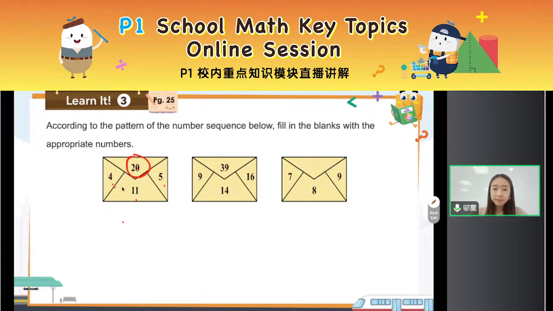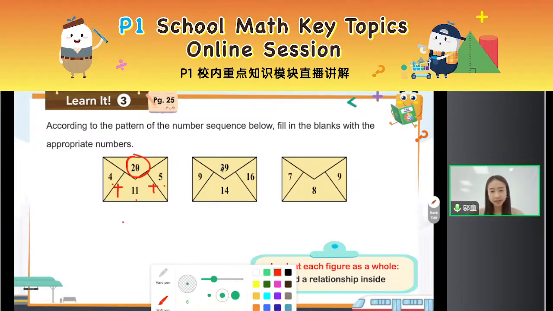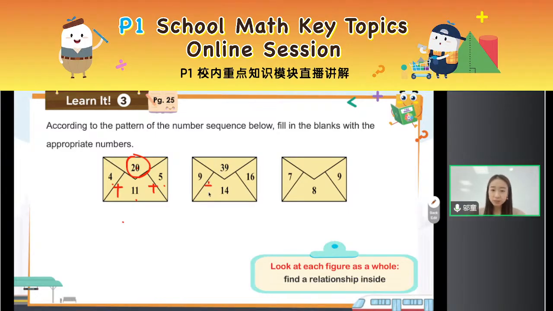4 plus 11 is 15, and 15 plus another 5 is equal to 20. So the largest one here is always your sum. If we look at each figure as a whole, you can find their relationship easily. The middle one, we double check. Can the rest add up to make 39? Yes, they can, because 14 and 16 are best friend pairs. And together, 30 plus 9, we can get 39.